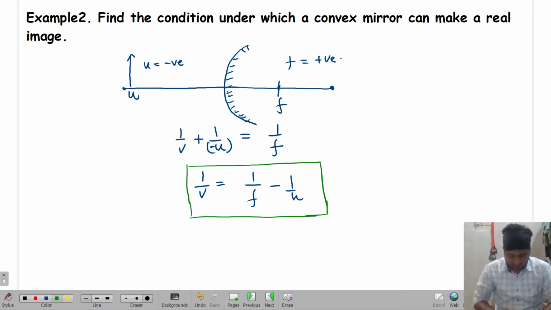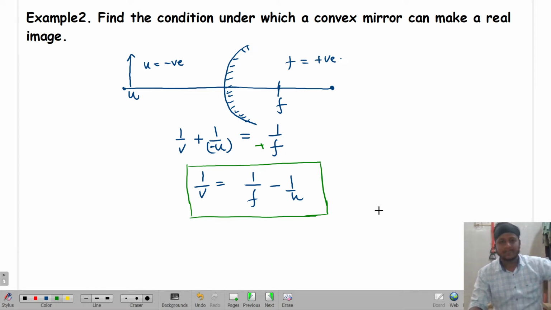Yeah, that is correct, and this is the main condition to form your real image, got it or not? But you can think of it in a different way. If I want to form any kind of real image, my focal length should be positive and the object distance should be negative, and therefore there is a chance that I might get a real image out of it. So this would be your condition, got it or not?